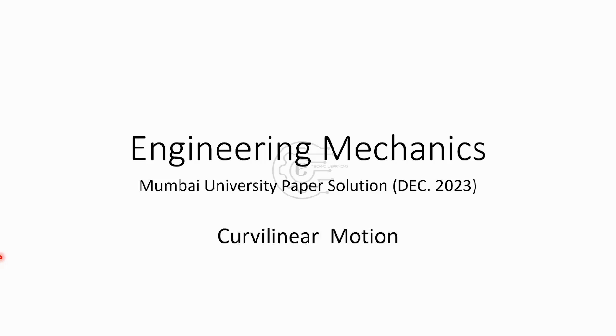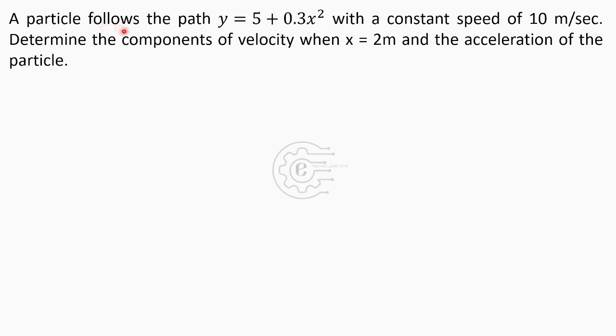आज के इस वीडियो में हम क्वेश्चन सॉल्व करेंगे बेस्ड ऑन द टॉपिक ऑफ कर्विलिनियर मोशन। The question is: a particle follows the path y equal to 5 plus 0.3 x square with a constant speed of 10 meter per second. Determine the components of velocity when x equal to 2 meter and the acceleration of the particle.